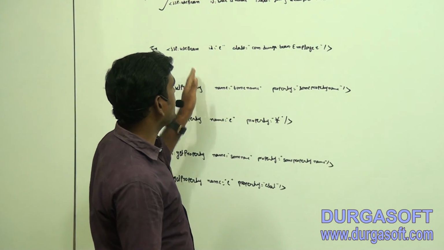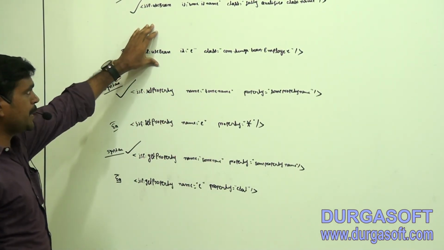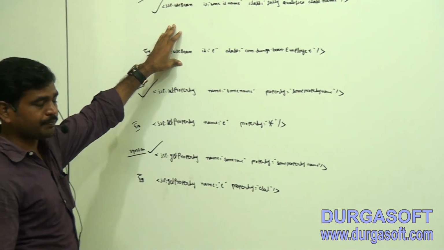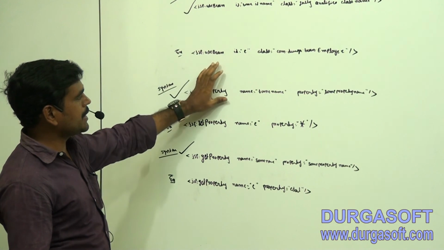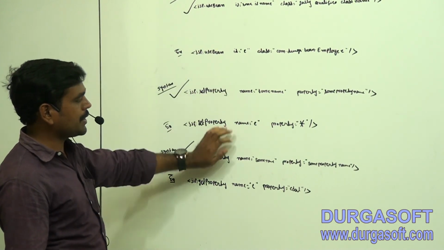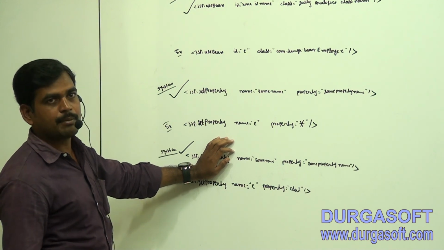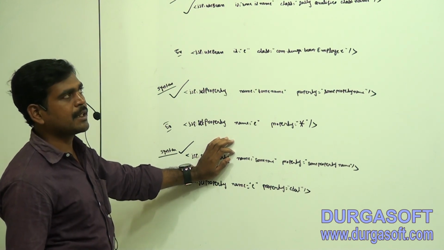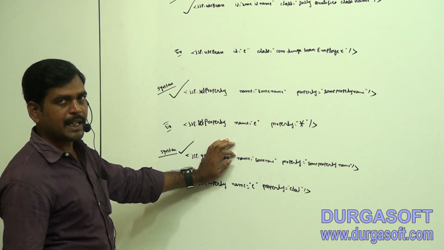So JSP action tags are there: setProperty, getProperty. The useBean action tag is for creating an object of the employee class. This one sets the values, and this one retrieves the values. Otherwise, sometimes predefined JSP action tags are not suitable in real time, so we have to implement our own logic.